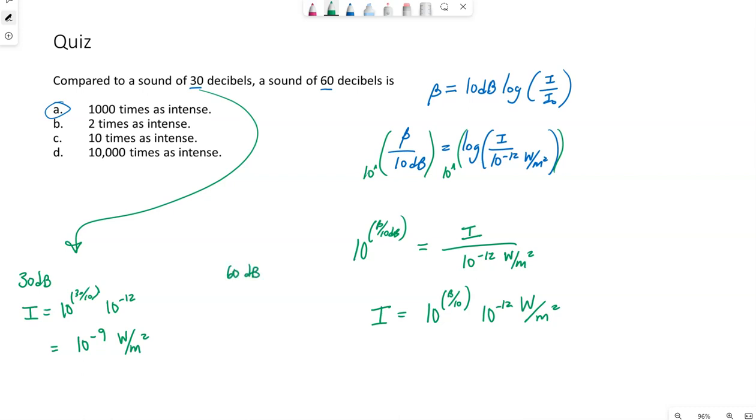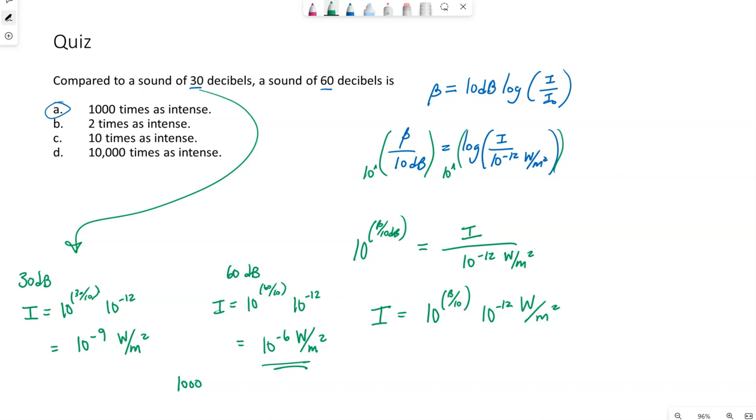Similarly, 60 decibels, we get 10 to the 60 over 10 times 10 to the negative 12. So 10 to the negative 6 watts per meter squared. The difference between these is 1,000. So the 60 decibels is 1,000 times more intense than the 30 decibels.